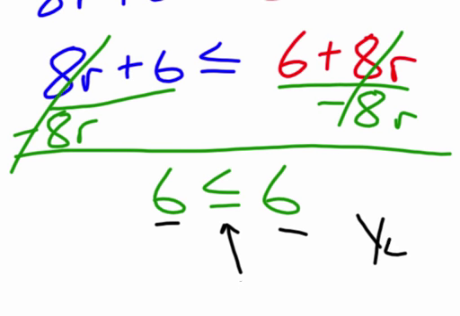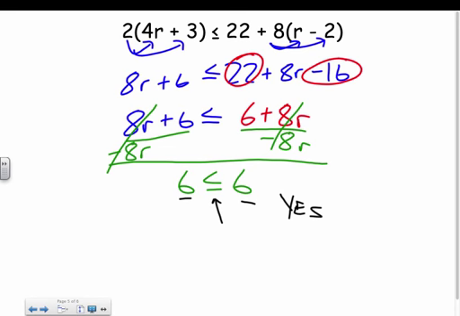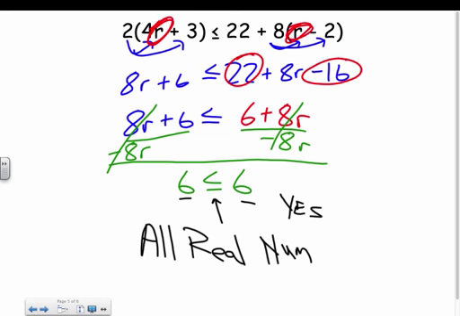Yes, that is true. So that means every single number I place in for r, I could put a 5 in for r, I could put a negative 12 in, I could put in any number for r and it'll work. So what do we say when every single number works? We say all real numbers. Very good.